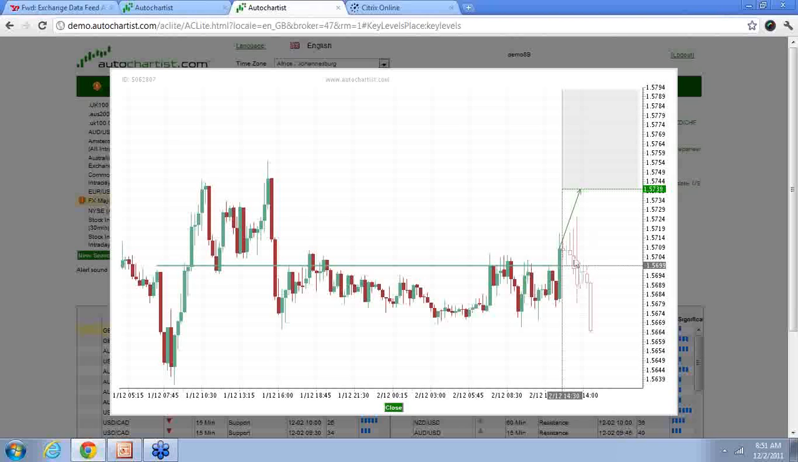Now, once it came back below this resistance point, what did it do? It went right back to it. You see right here? And then it started its decline again. All right? That's the kind of stuff that you want to watch.